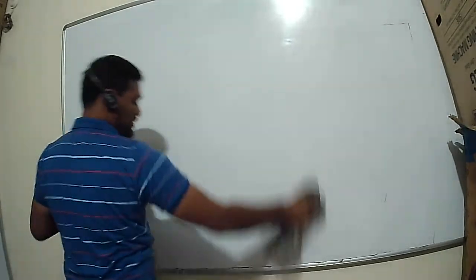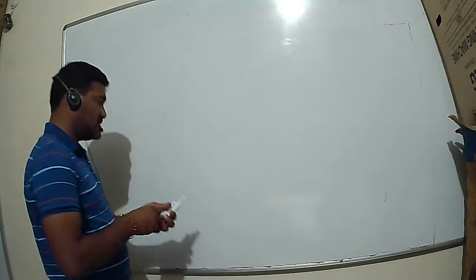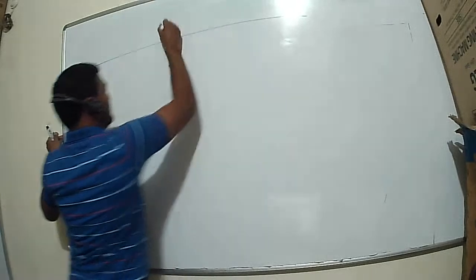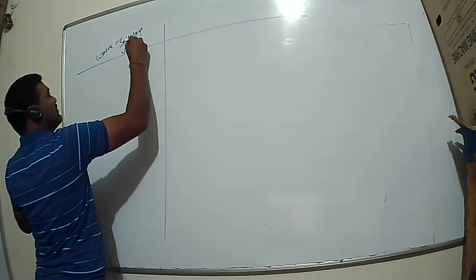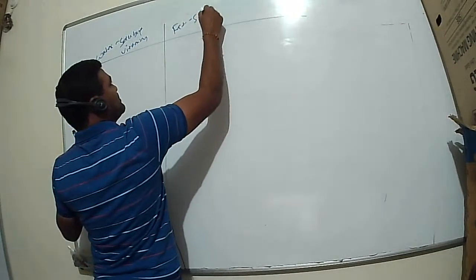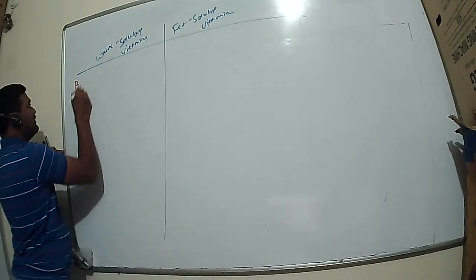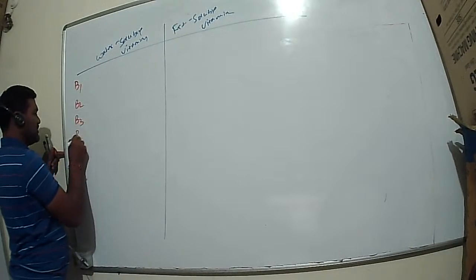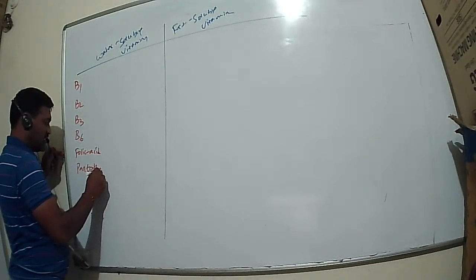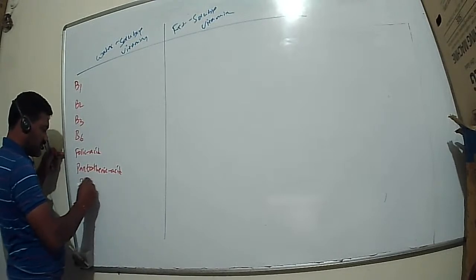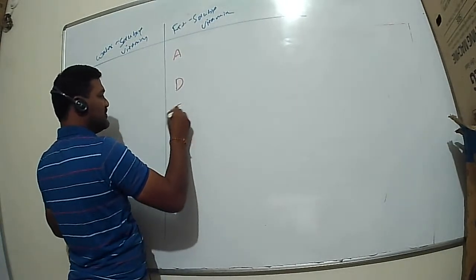What is the chemical name of vitamin A? What is the chemical name of vitamin B1? What is the chemical name of vitamin C? Or what is the function of vitamin C? Like that they will ask. So, listen carefully. I'll write here water soluble vitamins, and here fat soluble vitamins. I already told you what the different water soluble vitamins are. Vitamin B1, B2, B3, B6, folic acid, pantothenic acid, biotin, and vitamin C. And for fat soluble, vitamin A, D, E, K.